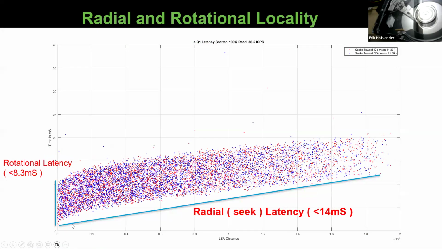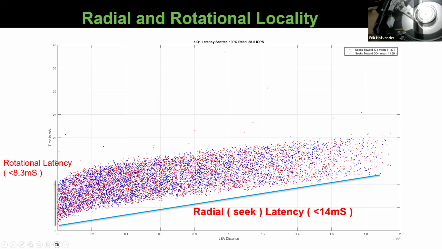Now, physically, as we move across the disk, we have two different latencies we need to think about. Here is basically a plot of an old drive showing how long it takes to move the head somewhere. The first latency is rotation. The disk, as it's spinning, takes 8.3 milliseconds to rotate. So if I want something right behind my head, the worst possible time is 8.3 milliseconds.